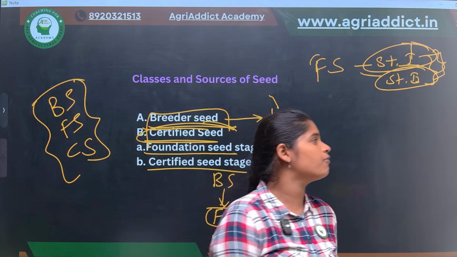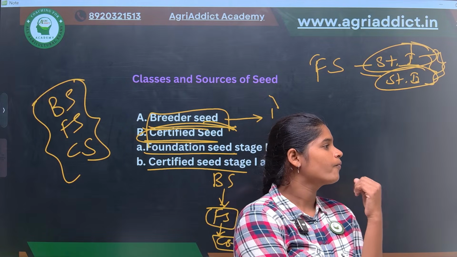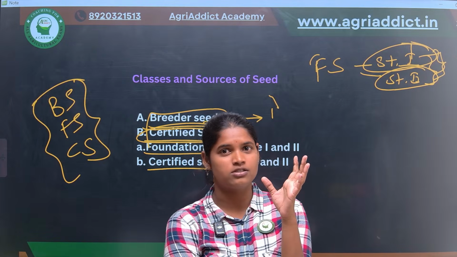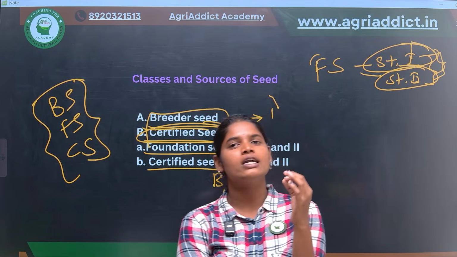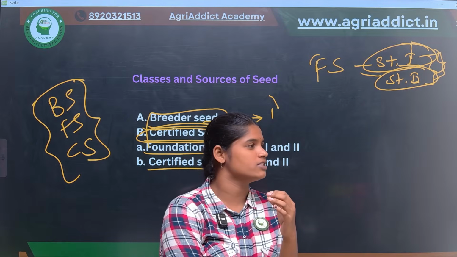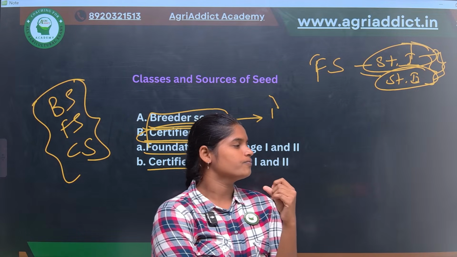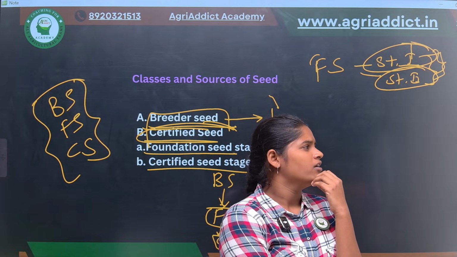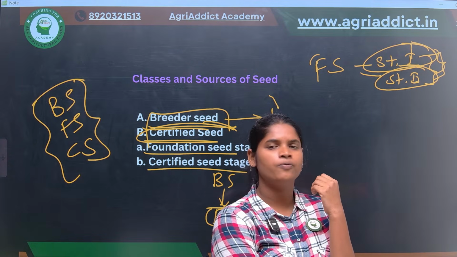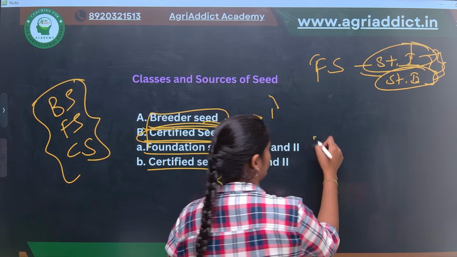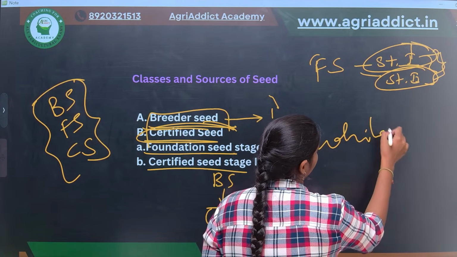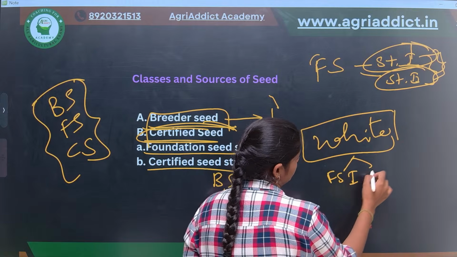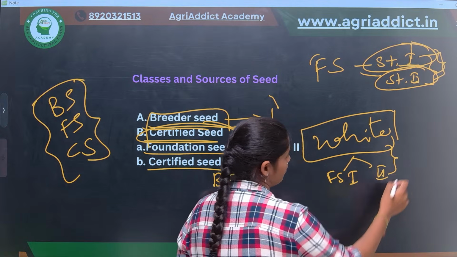What is the tag color of foundation seed? We have discussed it so many times. So you have to answer this question. What is the tag color of a foundation seed? Vishal, Vinny, answer this. So it is white, right? The tag given for both foundation seed stage 1 and 2 is white on both sides.